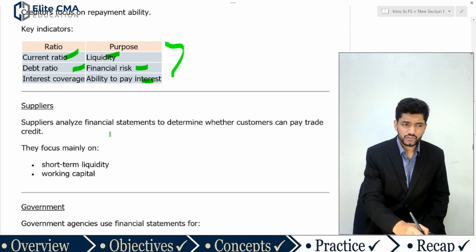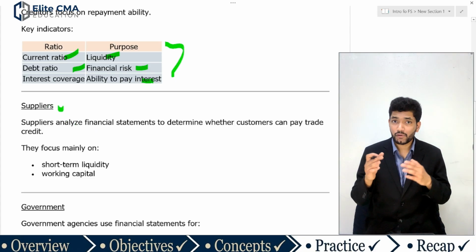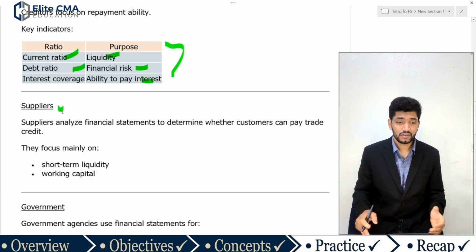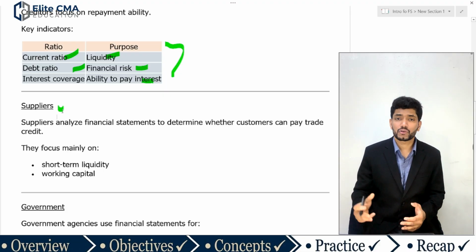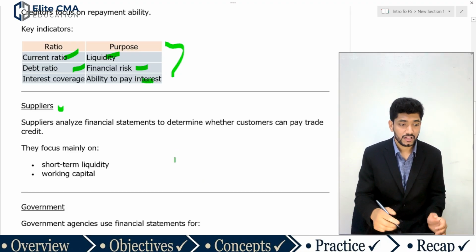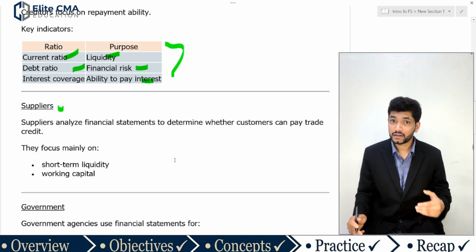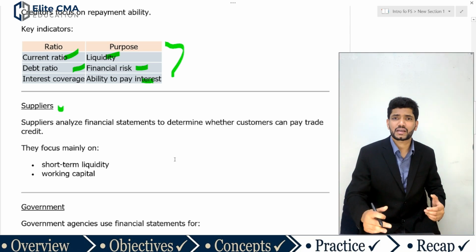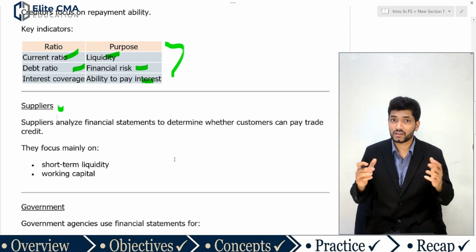Suppliers are almost similar to the creditors. They are also extending credit to the company to buy the material. So they also normally focus on these metrics: the liquidity, financial risk, and the ability to repay the credit on time. So these are some key metrics that suppliers are interested in evaluating.